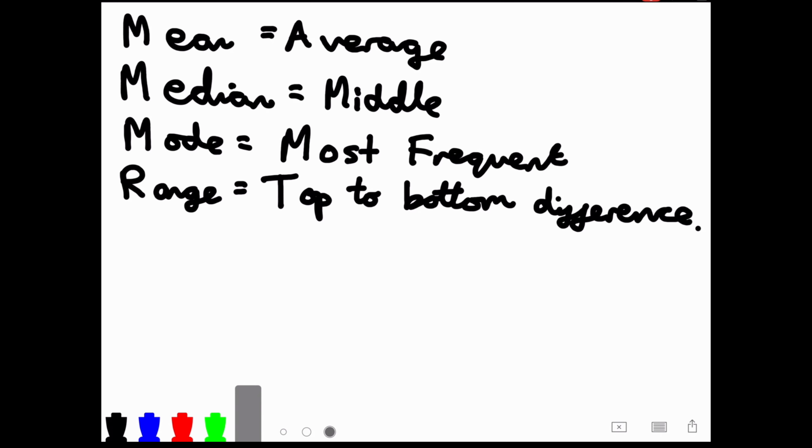I've covered four quite short videos on the mean, median, mode and range, and today I'm going to be doing a full run through of what all of these mean and how we can use them. So let's just take a very quick sequence.